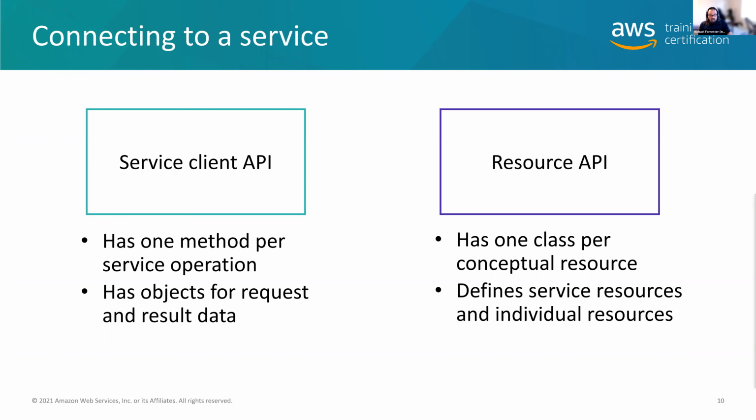As a general rule of thumb, AWS wants you to use resource APIs. This is the preference. So again, you can use both. You can use the service client or the resource API. Again, usually has support for both.